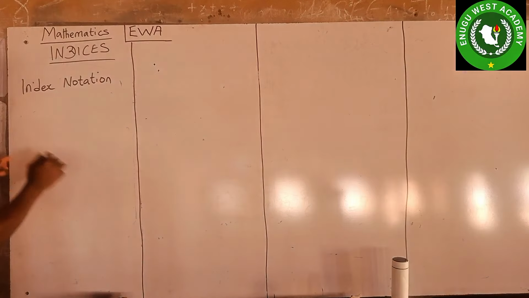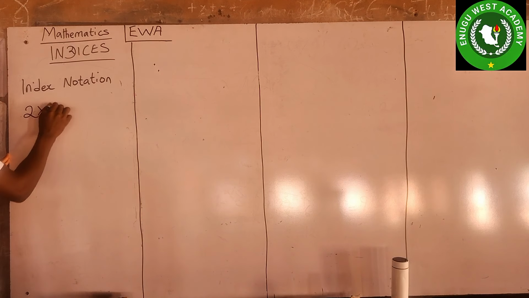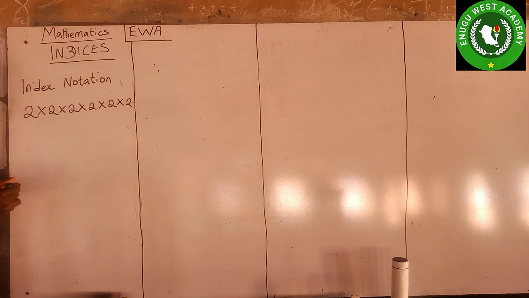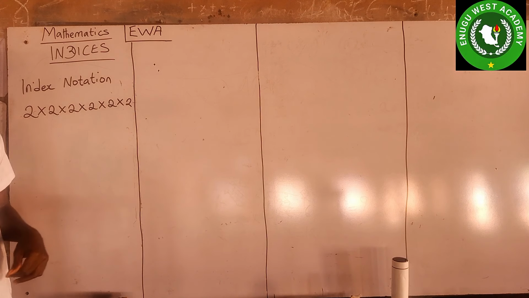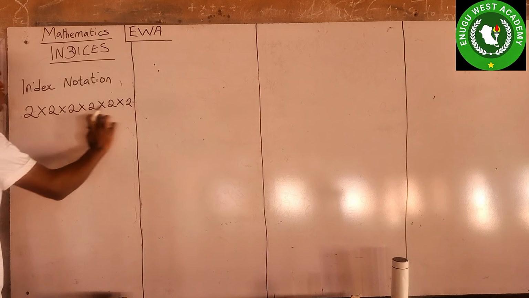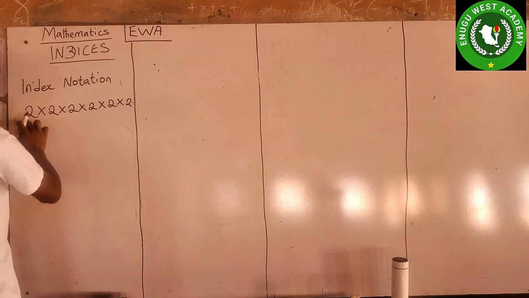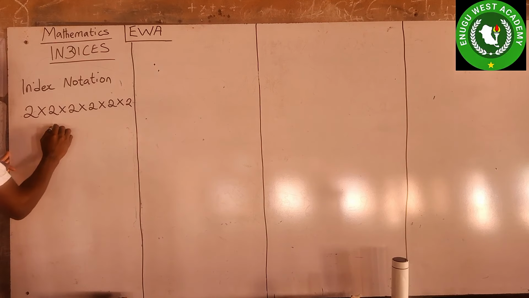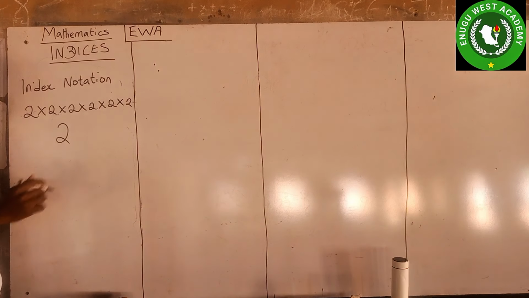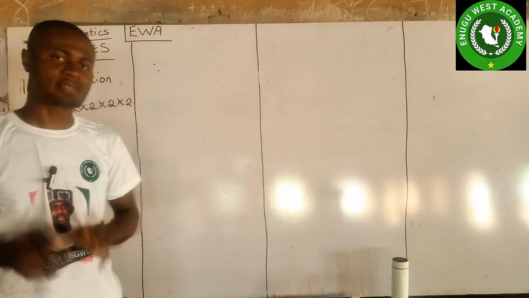Now look at this. If I have 2 times 2 times 2 times 2 times 2 times 2, instead of writing all of this, here is where index notation comes in. Since I have 2 all through, I will just pick one 2. Now how many 2s are in this line? I have 1, 2, 3, 4, 5, 6. It's going to be 2 raised to power 6.